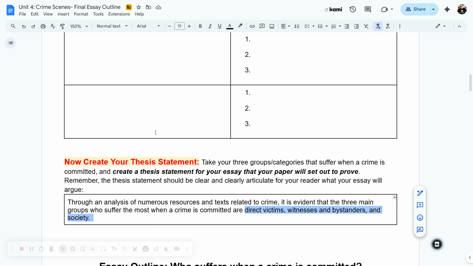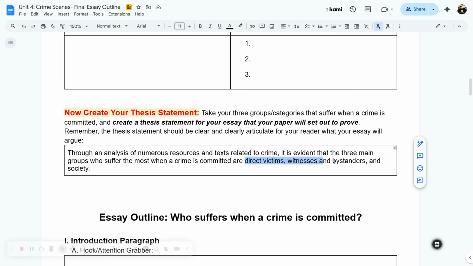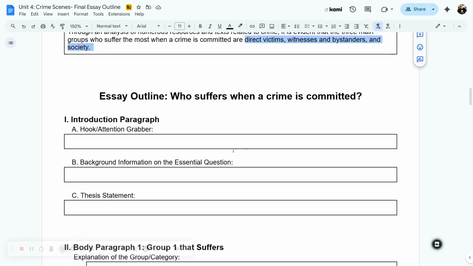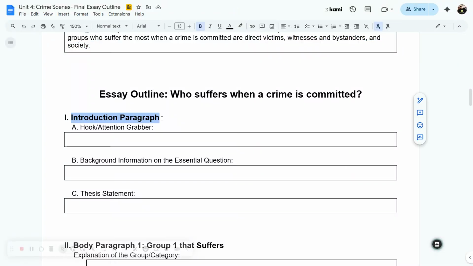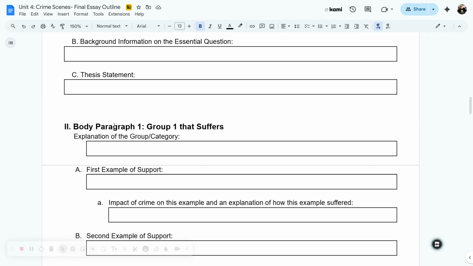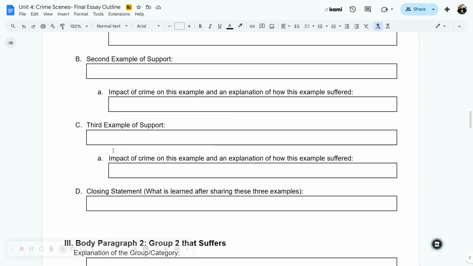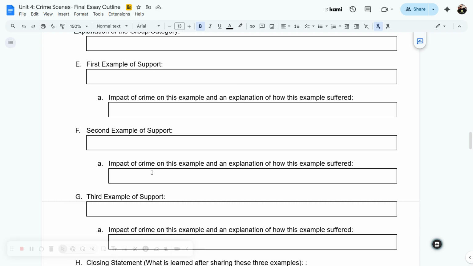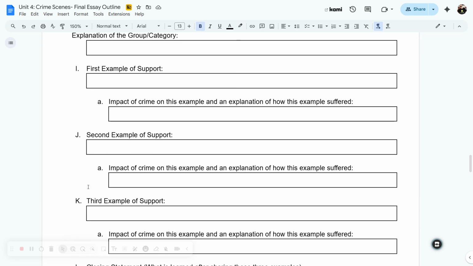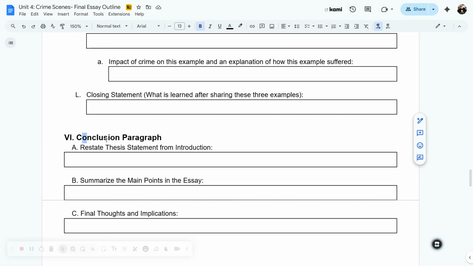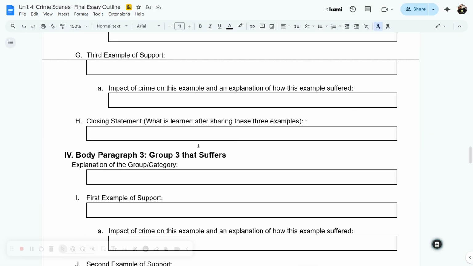Okay, if you're back, then I'm assuming that you have your 3 groups listed, right? And you want to have them in the order that you're going to be talking about them in your essay. So just your 3 groups, right? Now you are ready to start the introduction paragraph. Remember, an essay has 5 paragraphs: 1 introduction, your first body paragraph, your second body paragraph, your third body paragraph, your fourth, and then obviously your conclusion. Those are 5 paragraphs total.